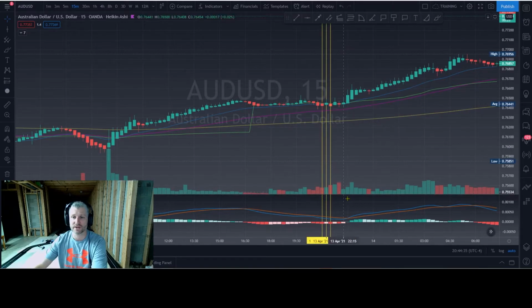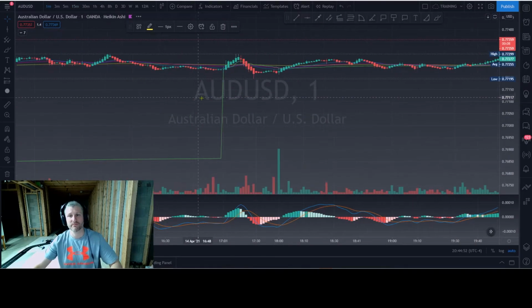But the ideal point to get in would have been right here. As soon as that 15 minute went green, you can see the big bar that we've had there. As soon as it turns green, the bars get bigger. So if we put a line on this one, let's see what the 1 minute looks like. Let's go back to the 1 minute.